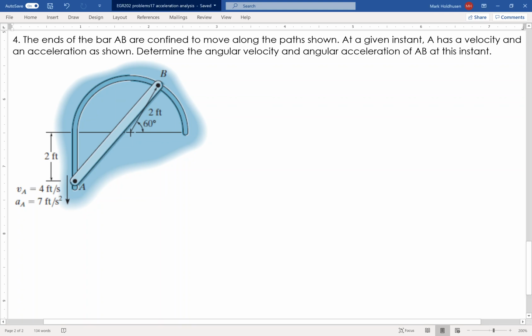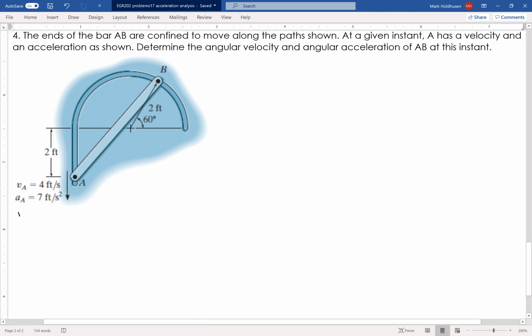Okay, so I've got this bar AB. It's moving as shown there, and given the velocity of A, I want to figure out what the angular velocity and acceleration of AB is. So I'll start with the velocity, since I will likely need that for the acceleration equation. And I'm going to write it for AB. So I'm going to start with my velocity equation like this.